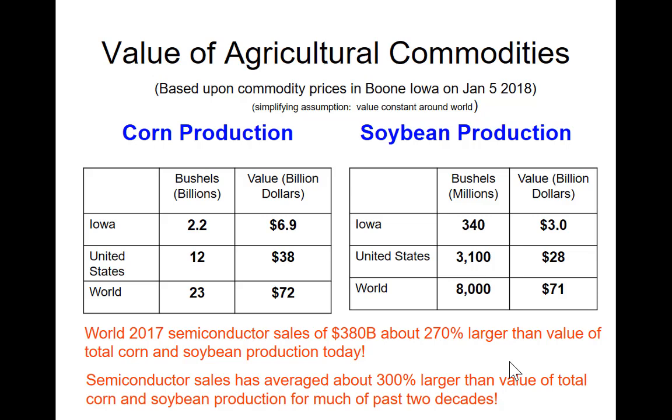And soybeans, they're worth about the same on a worldwide basis. Total volume is less, but the value of the commodity is somewhat higher. If you look at 2017 semiconductor sales of $380 billion, that's about 3 times the total value of all the corn and all the beans that's produced in the world. We value electronics more than we value the corn and the beans that feed us. Semiconductor sales have averaged about 300% larger than the total value of corn and beans for most of the past 2 decades.